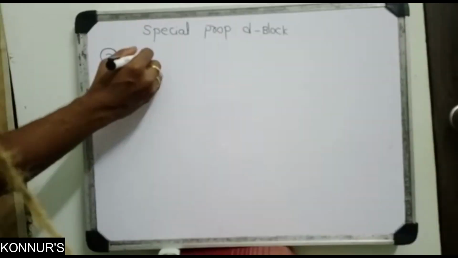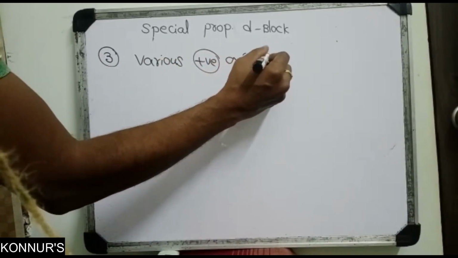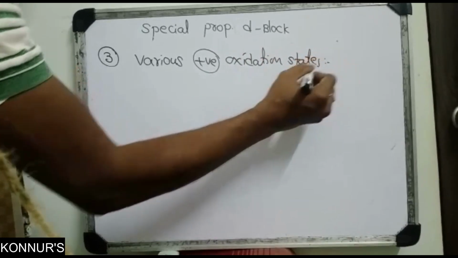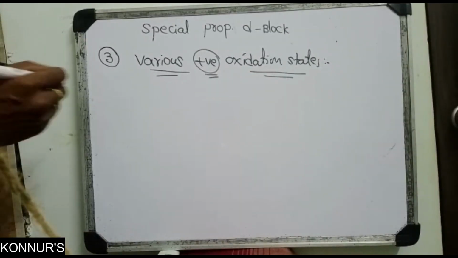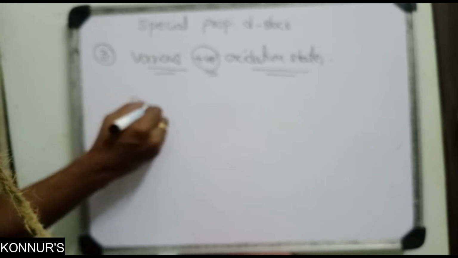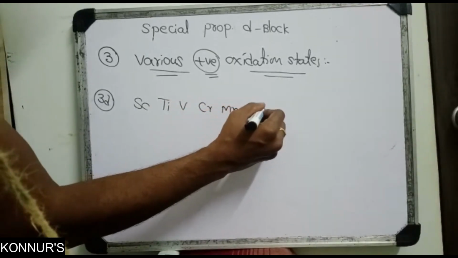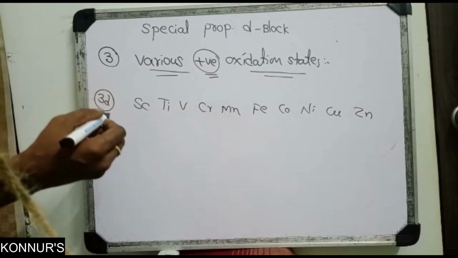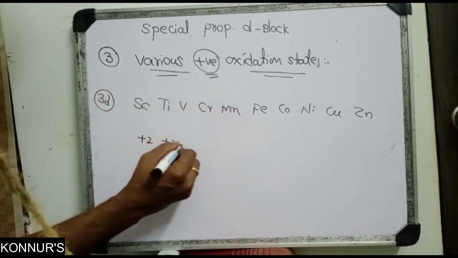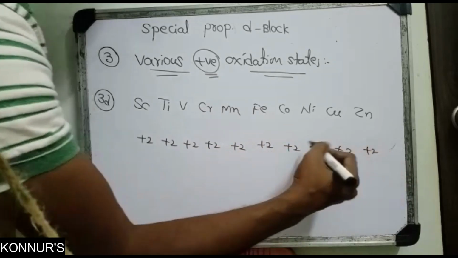Next, the third one: various positive oxidation states. Actually, a metal generally shows only one oxidation state, but these show many. Take the first 3d series: scandium, titanium, vanadium, chromium, manganese, iron, cobalt, nickel, copper, zinc. Every d-block element shows the general oxidation state of +2. So everybody is showing +2.